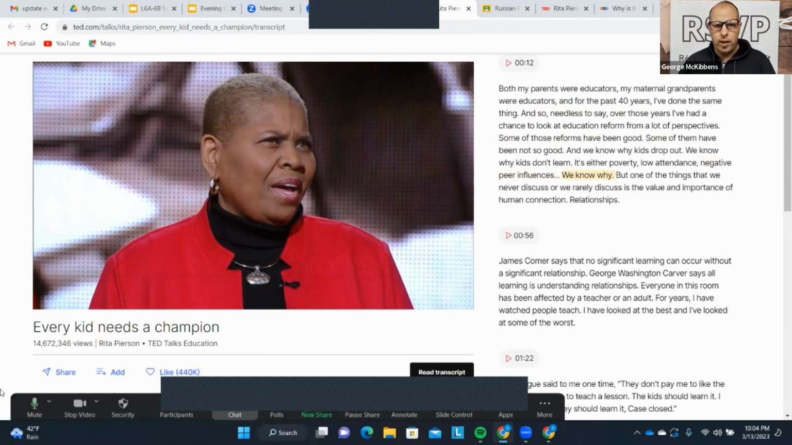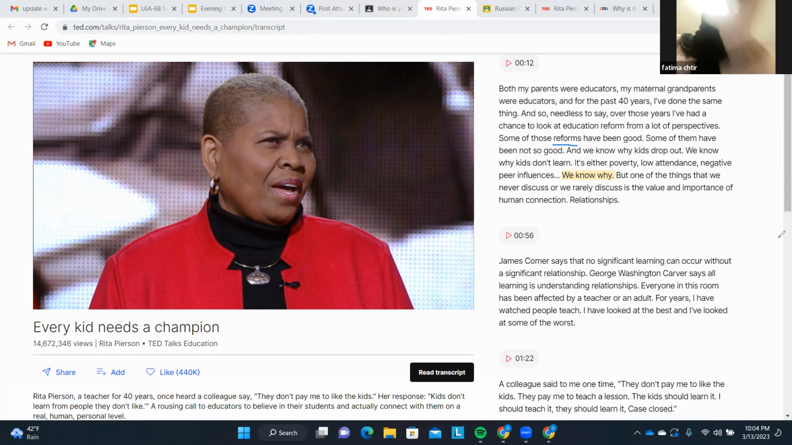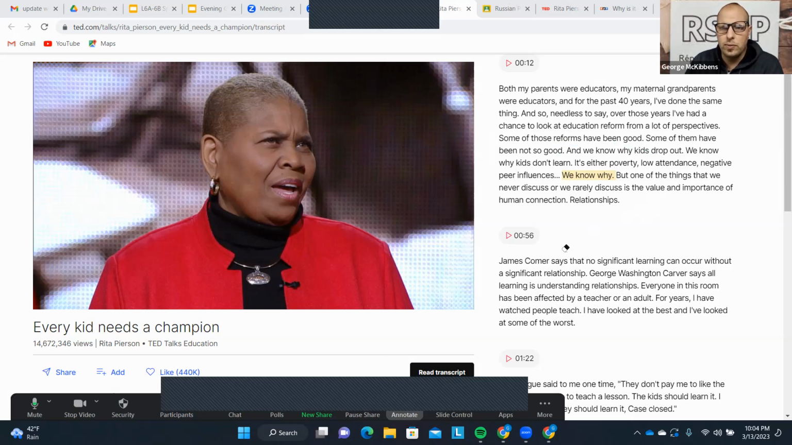and identify a few vocabulary words. So reform, who could tell me what the word reform is? To reform something is to change. So some of those changes, some of those reforms have been good. And this is a phrase, drop out. This means to leave school. And it usually refers to quitting school before you finish high school.